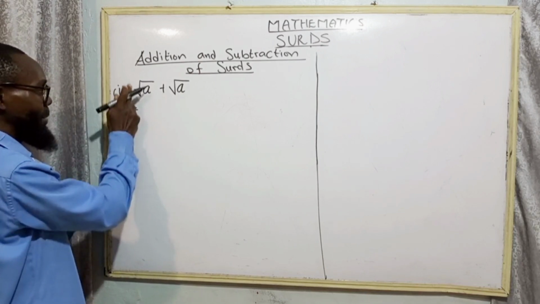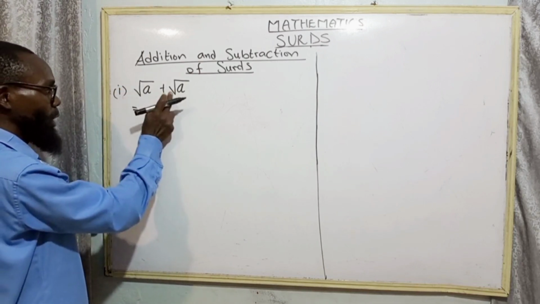What's the coefficient? Meaning the number here is 1. The number here is 1. 1 plus 1, we have 2.